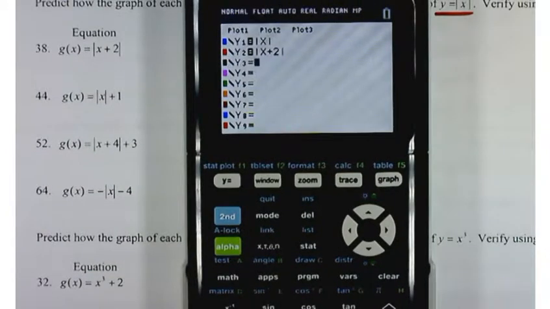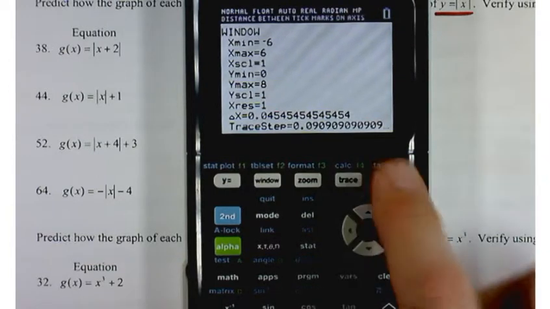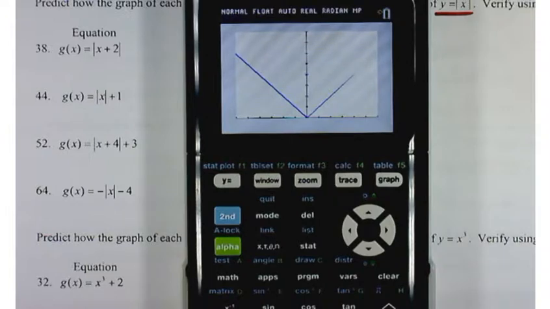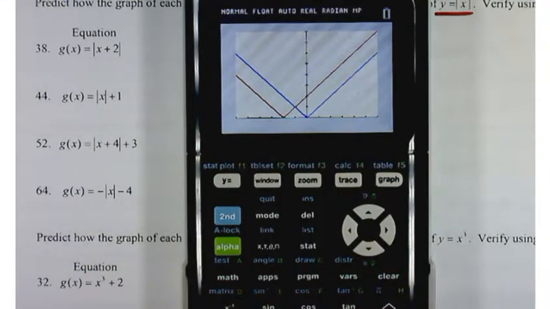I have to tell my calculator where I want to see this, what my window is going to be. So along the x-axis, let's go from negative 6 to 6. And since the absolute value in this case is going to be positive, let's try 0 to 8 on the y-axis. And let's graph it. So there's one, and there's the other one. Notice that our second graph was shifted to the left by 2. So it matches what I expected.